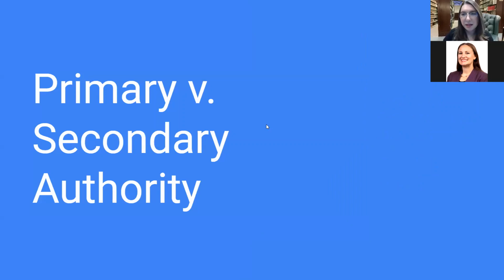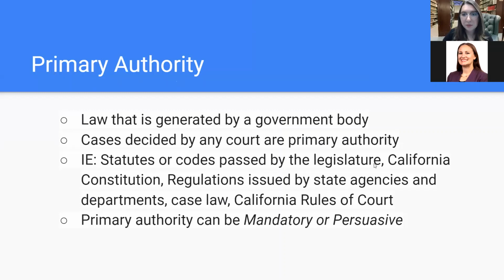So the same concept applies to law. There are primary and secondary authorities associated with legal research. The first that we're going to go over is primary authority. Primary authority is law that's generated by a government body, or cases decided by a court. Some good examples of this would be statutes or codes passed by the legislature, the California Constitution itself, regulations issued by state agencies, case law, California Rules of Court, things like that. So these are all original codes, documents, and things like that.